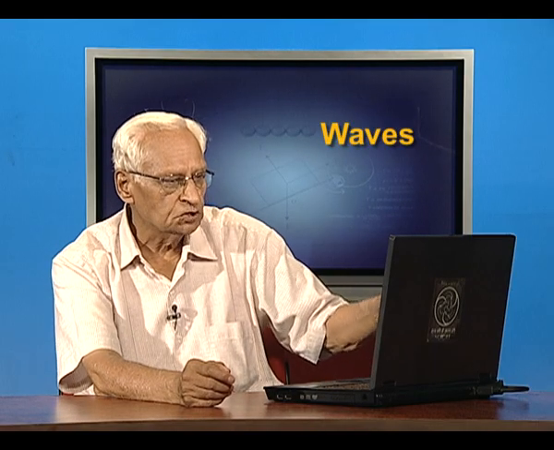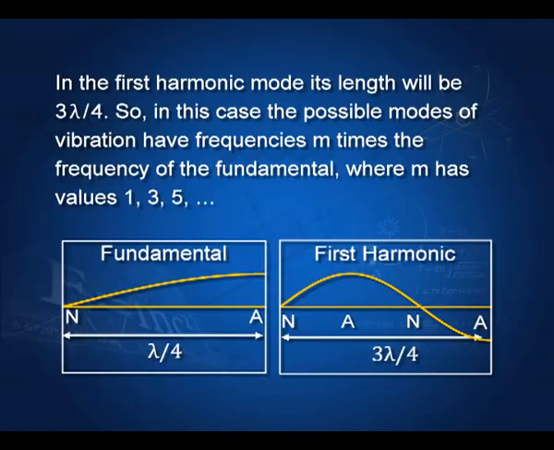So, in this case, the possible modes of vibration have frequencies m times the frequency of the fundamental, where m has values 1, 3, 5. That is, if the frequency of the fundamental mode is nu, then the second mode would be 3 nu and then 5 nu and so on. So the frequencies of the fundamental and the harmonics go as 1, 3, 5.